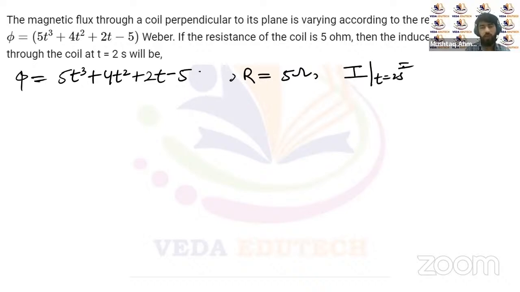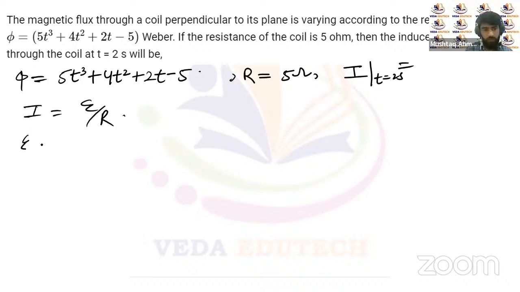So we have to find the current at this point. What we'll be doing here is that we'll just find the induced EMF. Dividing the induced EMF at time t equal to 2 seconds by the resistance will give us the current. So the current will be whatever the induced EMF is upon the resistance, at a particular time.